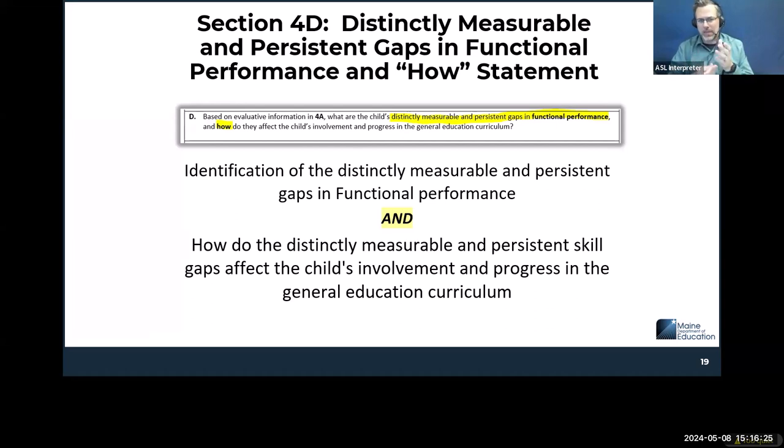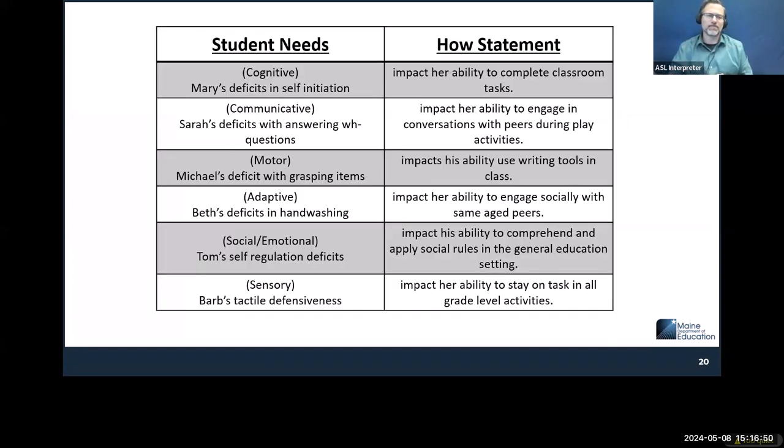So this comes back to services being required in order for the student to access their education. This is kind of explaining that, right? How is this gap affecting the student at school? So you're saying why the child needs these services. We have some examples of specific gaps and how statements, just to give you an idea. Michael's deficit with grasping items impacts his ability to use writing tools in class, right? Those kind of simple things.